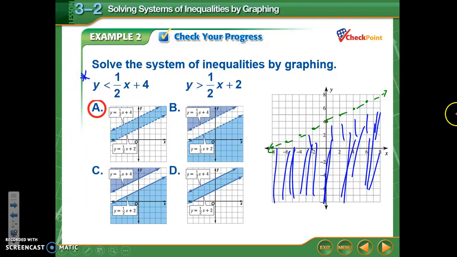And then when I graph the second one, y is greater than 1/2 x plus 2, there's my y-intercept. I graph the points with a slope of 1/2, and again I make a dotted line. And notice that the blue shading goes all the way up to the green line. I didn't do a very good job of showing that. When I shade for the red, I shade above the red line. So I shade this way.